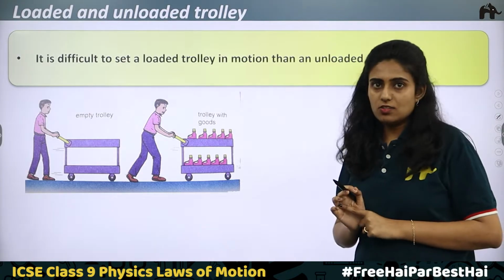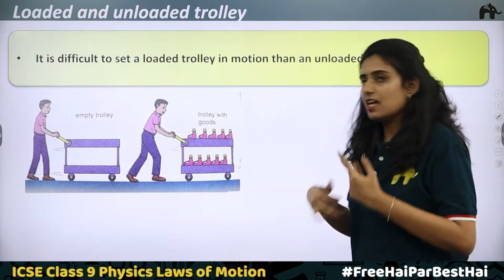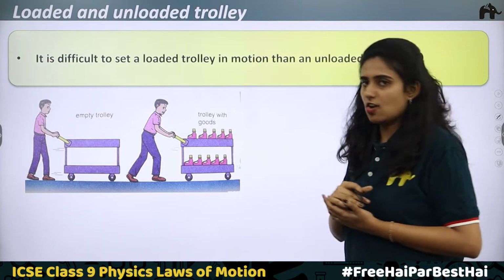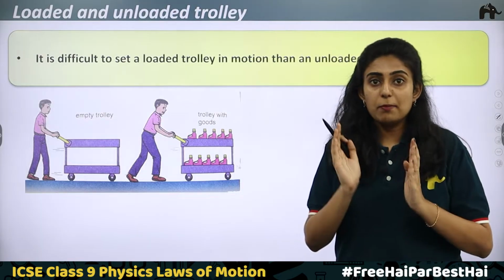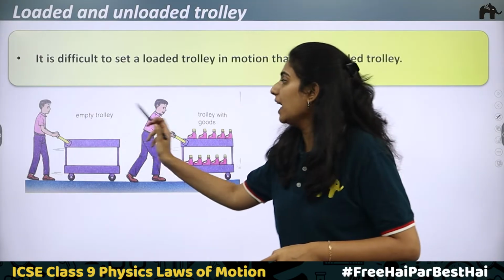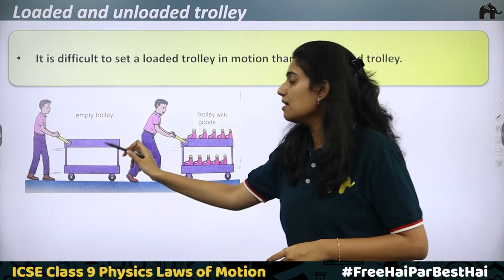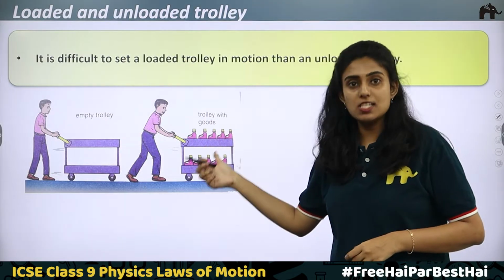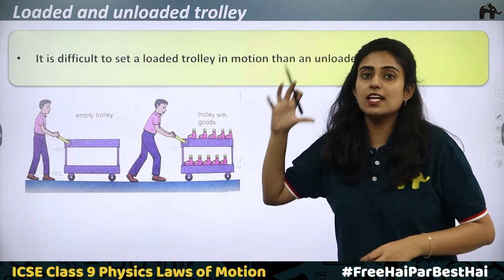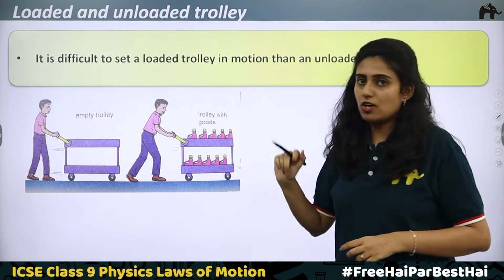Yes, so this is the reason why it is difficult to set a loaded trolley in motion than an unloaded trolley. Understood? So, if these two trolleys are moving, let's say they are moving with the same velocity, in which case is it easier to stop? By applying a smaller force, we can stop the empty trolley because here mass is less, which means inertia is less. Here the inertia is more and the force to be applied to stop the trolley will be higher.